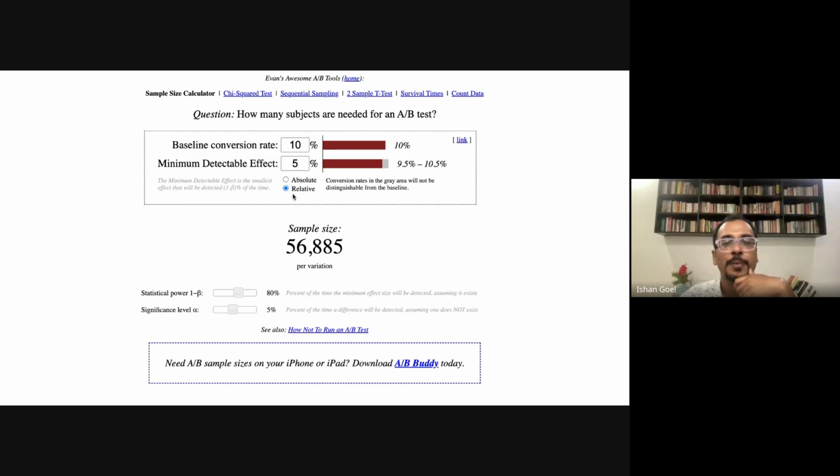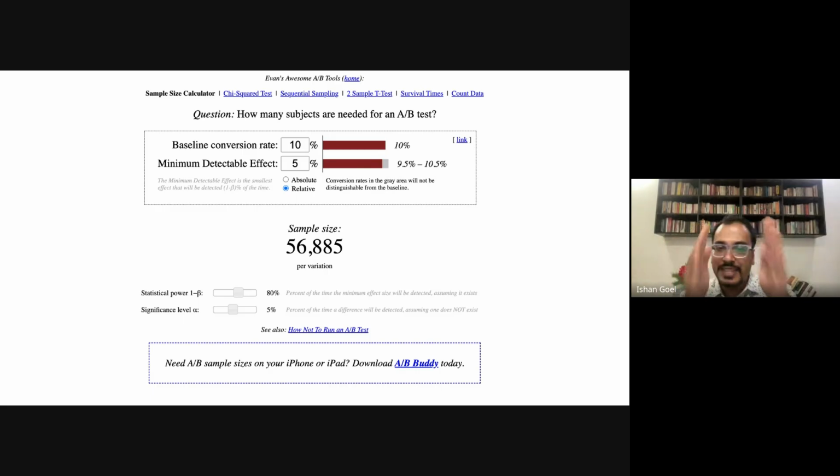So here you have the option to tell it whether you are referring to absolute difference. In absolute difference, 5% over 10% becomes 5% to 15%. So that's the absolute difference. And in the relative difference, the 5% is 5% of 10%. So it's only 0.5% on both sides. So essentially, MD is symmetric on both sides.